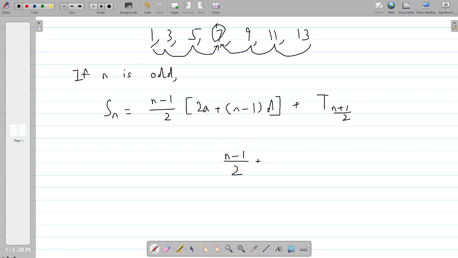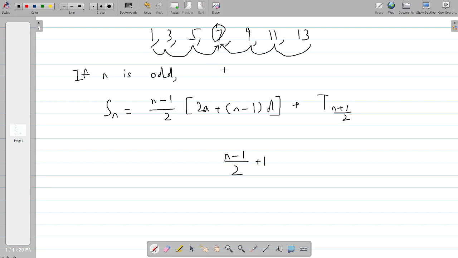And then add 1 to it. Why? Because the (n minus 1) over 2 will refer to how many pairings there are. Well, the last term in the front that gets paired is this one, right? And the term number of this will exactly correspond to how many pairings there are, because the next term after it is the center one, so there's no pairing.